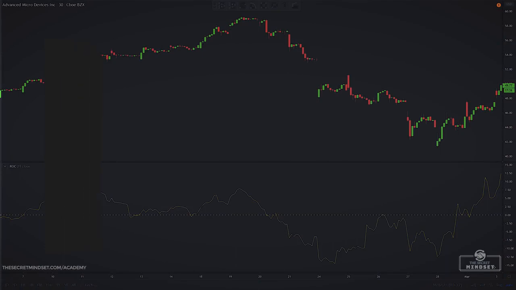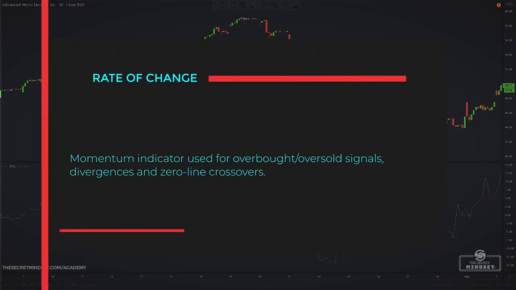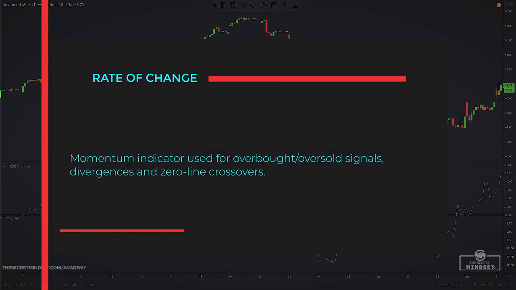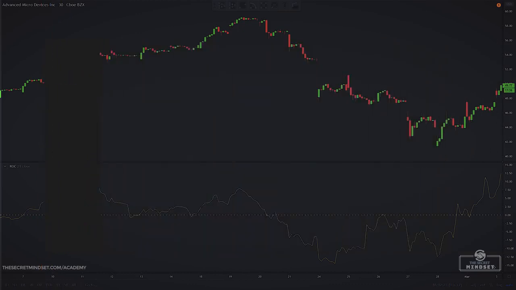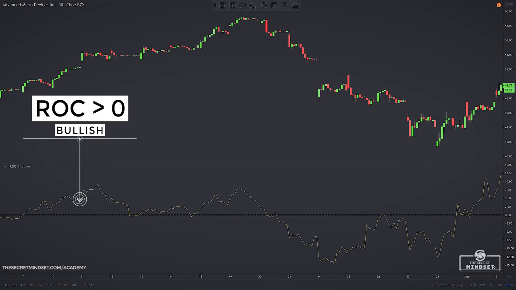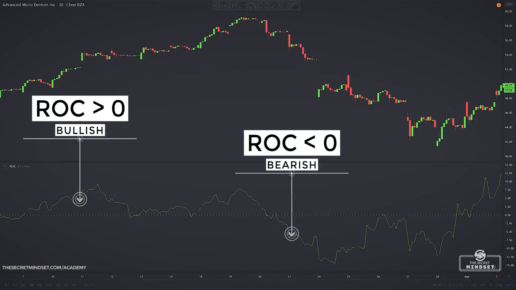Like other momentum indicators, like the stochastic oscillator for example, the rate of change can be interpreted in numerous ways, traders using this oscillator for overbought and oversold signals, divergences, and zero-line crossovers. A value above zero indicates an increase in bullish momentum, and a negative value suggests an increase in downward momentum.